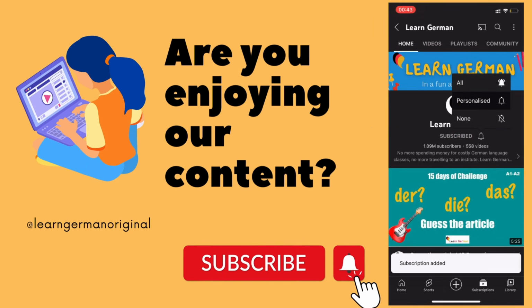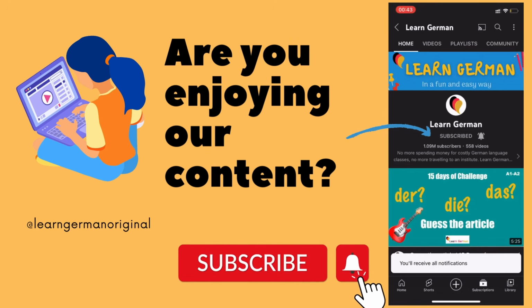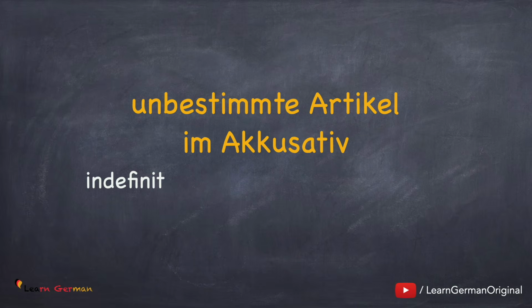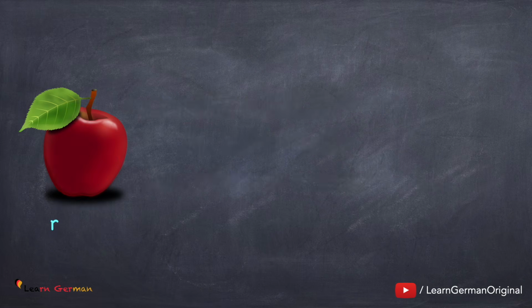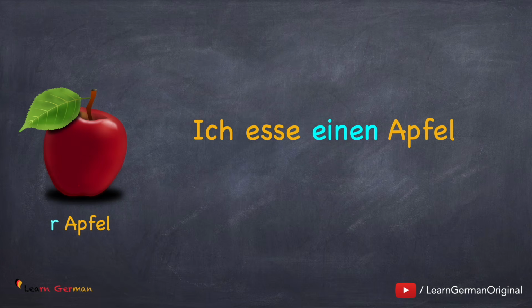Now we move on to the unbestimmte Artikel im Akkusativ. Indefinite articles in the accusative case. If you don't remember about unbestimmte Artikel, you can check out our video on unbestimmte Artikel im Nominativ. Ich esse einen Apfel. In this case, the accusative object ist einen Apfel. Whenever this accusative object is masculine, just like here, the article changes from ein to einen.